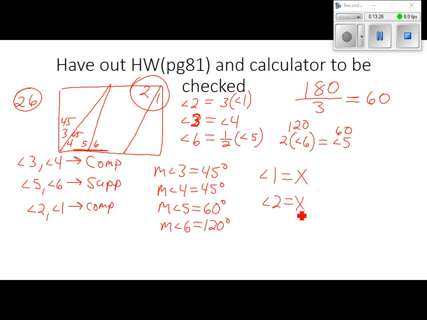Because if angle 2 is X, what's angle 1? No, that'd be backwards. I was right the first time. If angle 1's X, what's angle 2? 3 times X. What are you going to do with those two? We said they add up to how much? I just confused everybody because I started throwing algebra in there. So they add up to 90, so it'd just be X plus 3X equals 90.